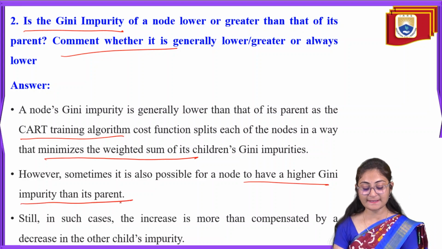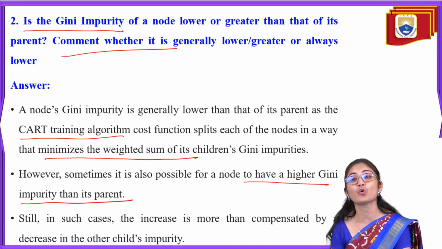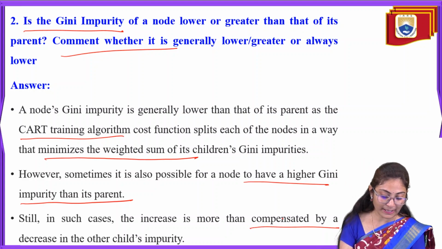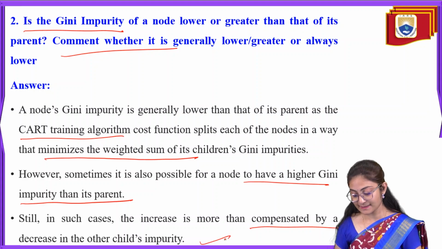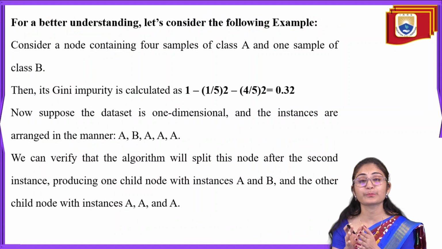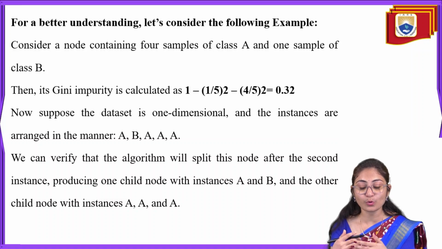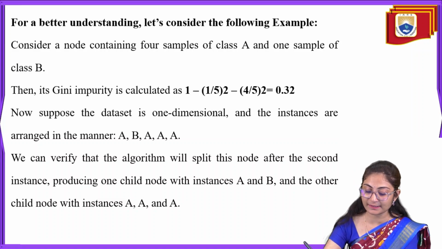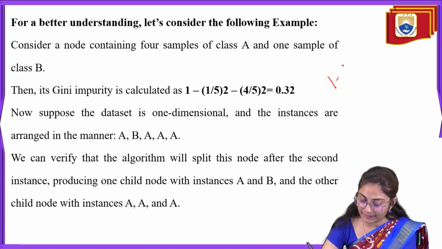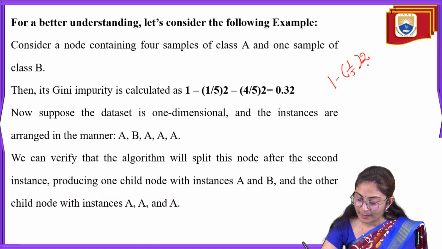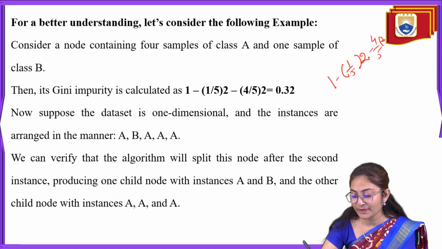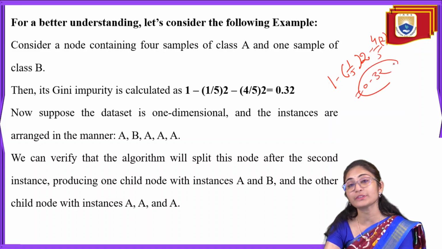Still, in such cases, we can say the increase is more than compensated by the decrease in the other child's impurity. For better understanding, let's consider an example. Consider a node containing 4 samples of class A and 1 sample of class B. The Gini impurity is calculated as 1 minus (1/5)^2 minus (4/5)^2, and after solving you get the answer 0.32.